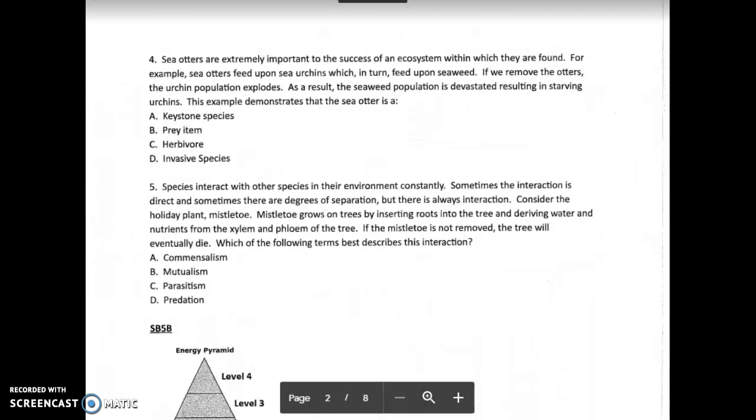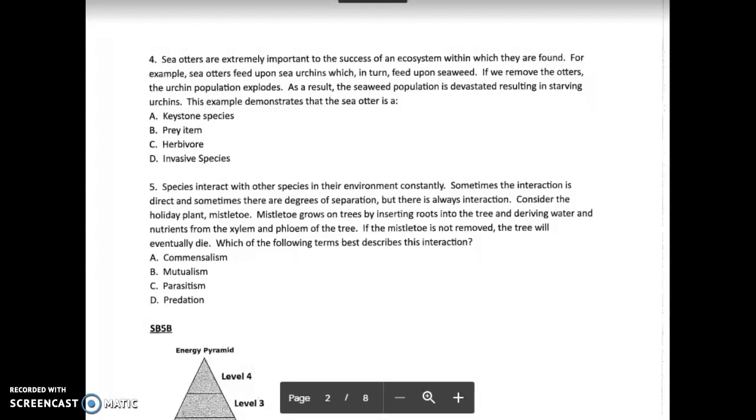Number 4. Sea otters are extremely important to the success of an ecosystem within which they are found. For example, sea otters feed upon sea urchins, which in turn feed upon seaweed. If we remove the otters, the urchin population explodes. As a result, the seaweed population is devastated, resulting in starving urchins. This example demonstrates that sea otter is A. a keystone species, B. prey item, C. herbivore, D. invasive species.